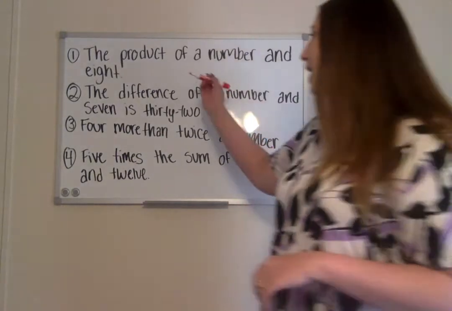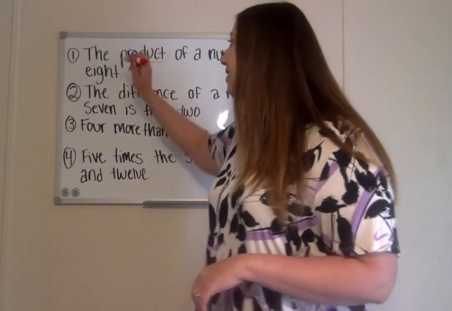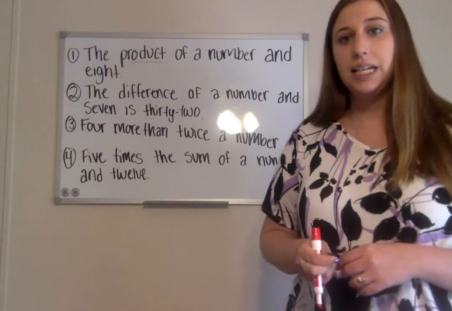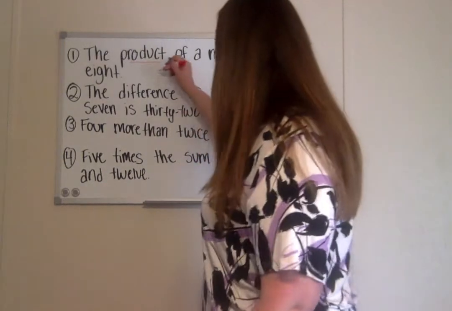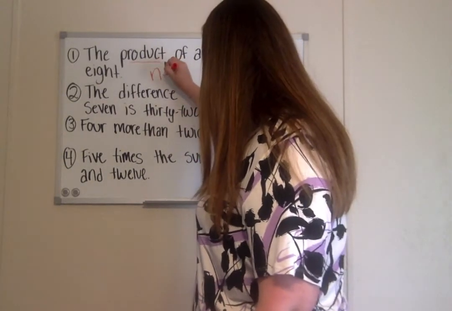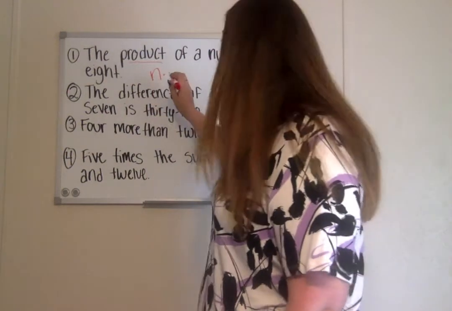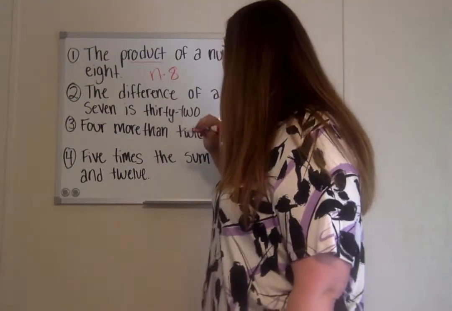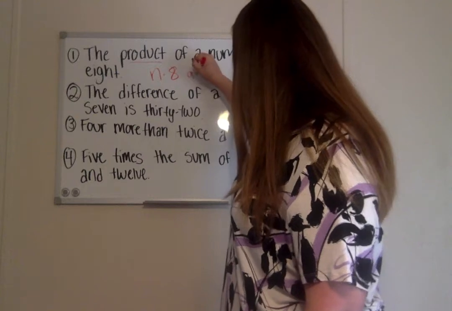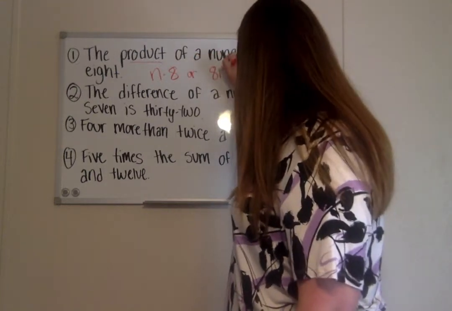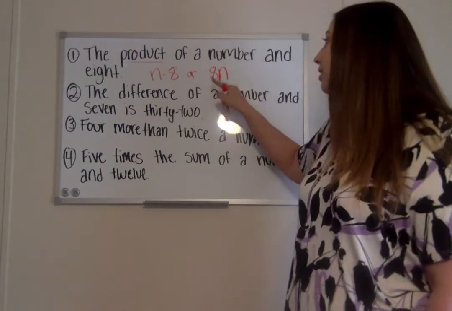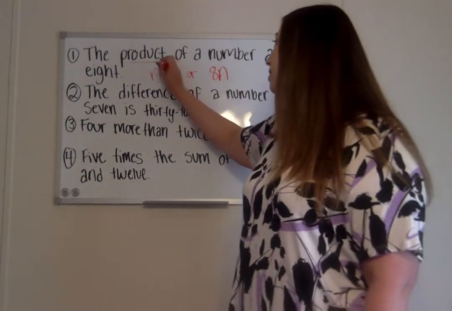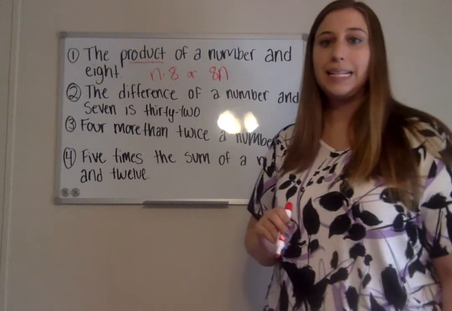The first example says the product of a number and 8. Remember that product tells us to multiply. If we want the product of a number and 8, that means we simply multiply a number, whatever that number is, times 8. When we write that, we normally write it as just 8n. That's showing that 8 and n are being multiplied together, and that's what we want because it's asking for the product of those 2 things.